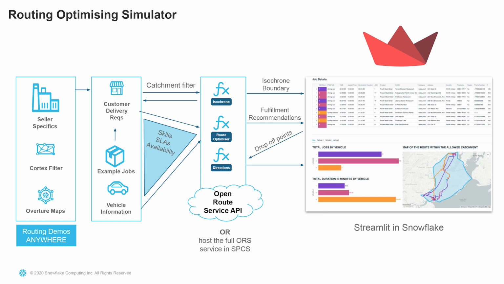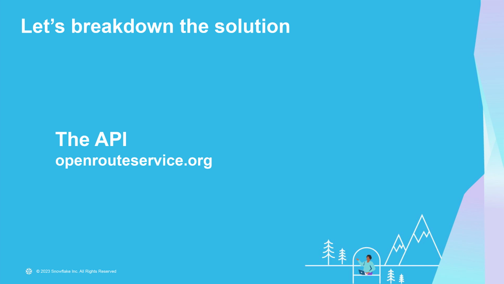We will leverage 3 APIs from the service: the ability to filter data using drive time with the Isochrone API, the ability to optimize a route of drop-offs using the Optimizer API, and finally, the ability to produce directions using the Directions API. All of this will be graphically presented back to the user. Before I demonstrate the user experience, I will break down the solution.